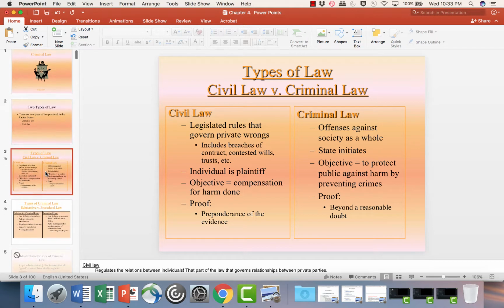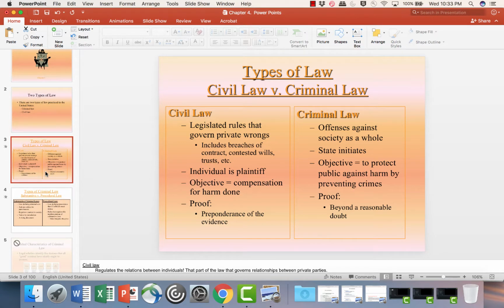And as you can see on the slide, there's differences from civil law, that is legislative rules that govern private wrongs, whereas criminal law is offenses against society as a whole. So in the civil law, the individual is the plaintiff, but in the criminal law, the state is the plaintiff. The proof for criminal law is proof beyond a reasonable doubt, but the proof for civil law is preponderance of the evidence.